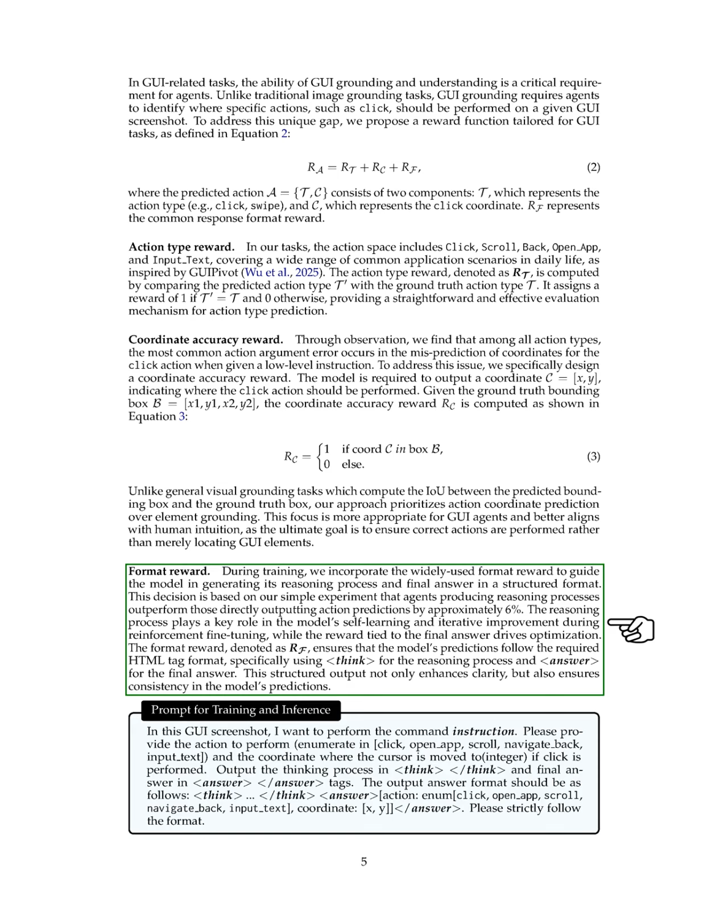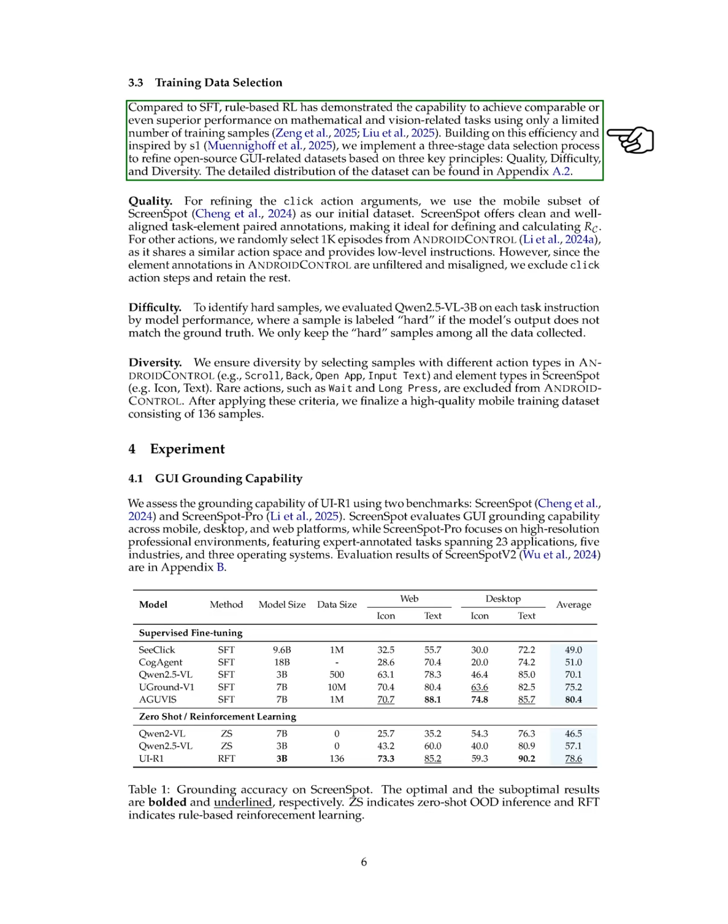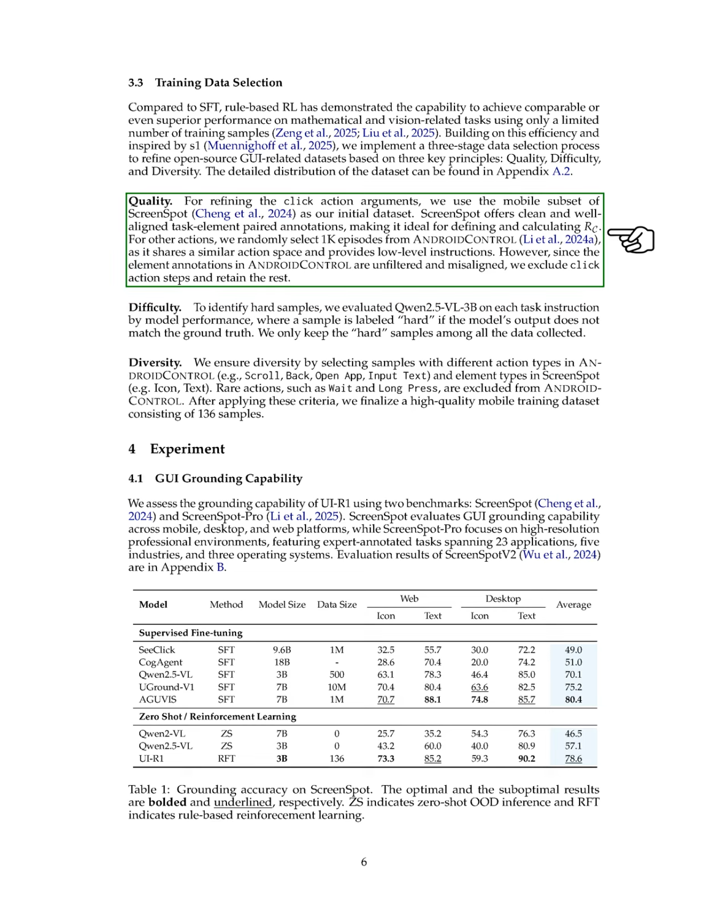Section: Training Data Selection. In this section, we describe our training data selection process. We find that rule-based reinforcement learning, RL, can achieve similar or better results than supervised fine-tuning, SFT, on math and vision tasks with fewer training samples. Inspired by this efficiency, we implement a three-stage data selection process to improve open-source GUI datasets based on three principles: quality, difficulty, and diversity. For quality, we start with the mobile subset of ScreenSpot, which has clear and well-aligned annotations for click actions.